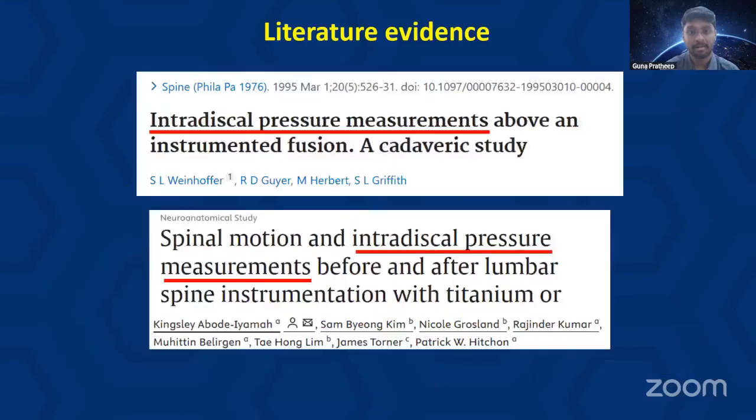segment. And there are a lot of studies on this topic where the surgeons have measured the intradiscal pressure, and the inferences are quite the same in all these studies.